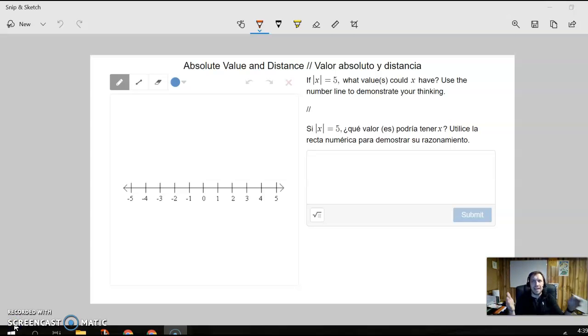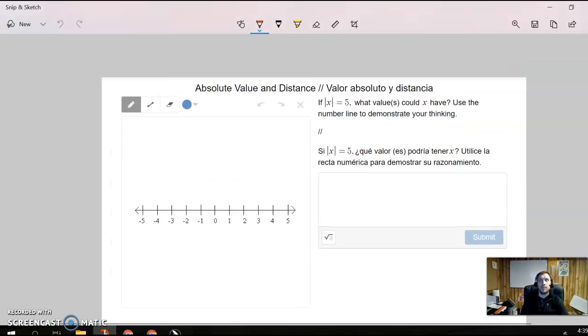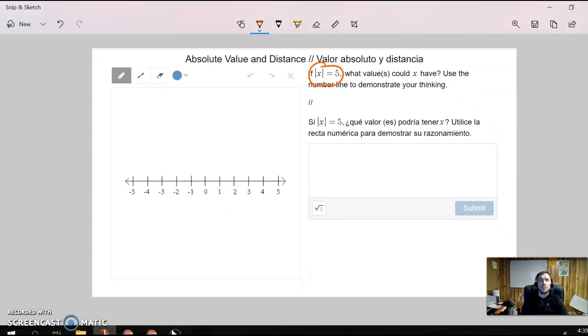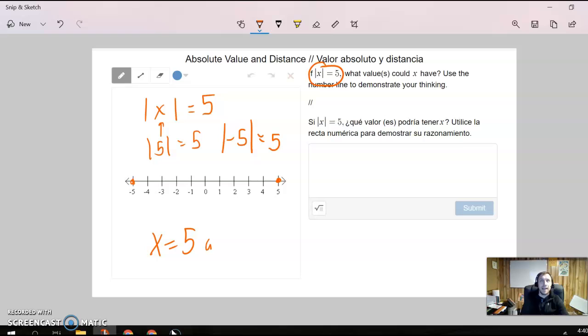Now we're saying the absolute value of x equals 5. What value or values could x have? When you read this, ask: what number, when we take its absolute value, could be 5? We could put a 5 in there because the absolute value of 5 is 5, or we could put a -5 in there because the absolute value of -5 is also 5. So your answer is x could be 5 and x could be -5.